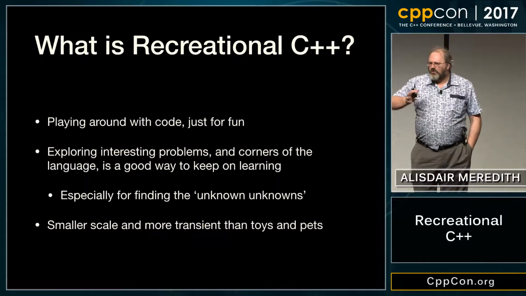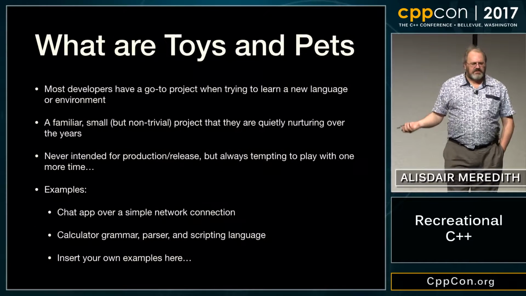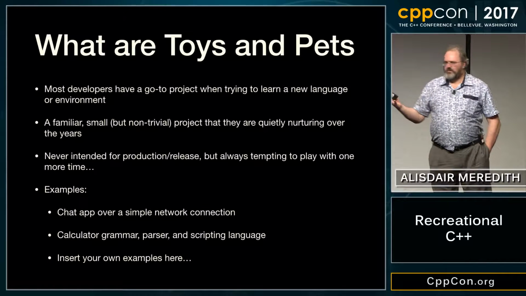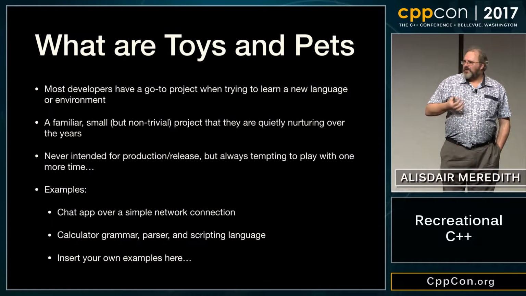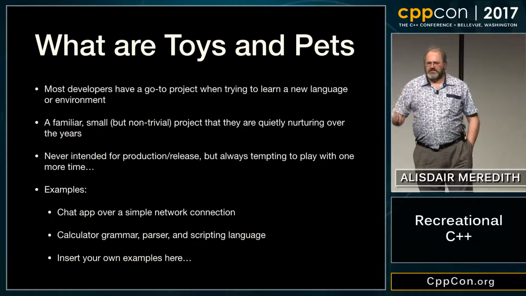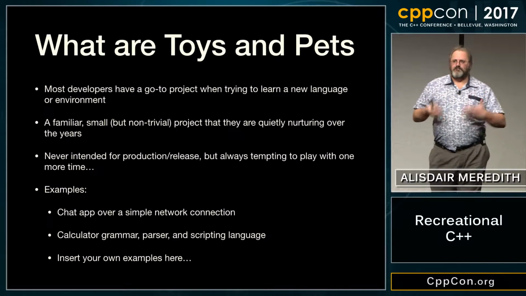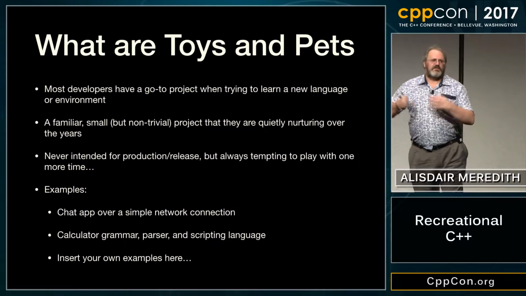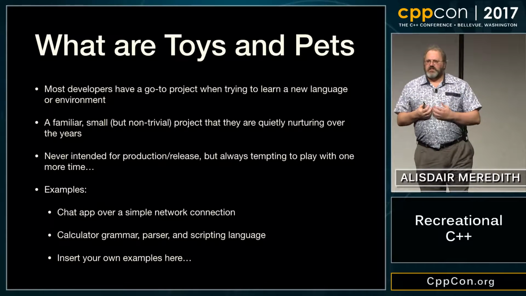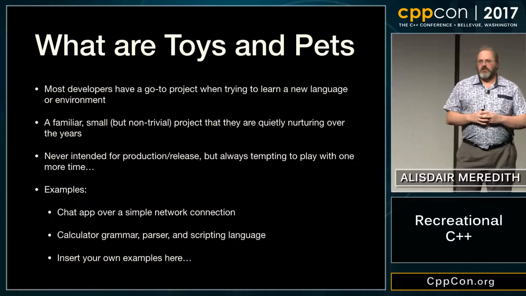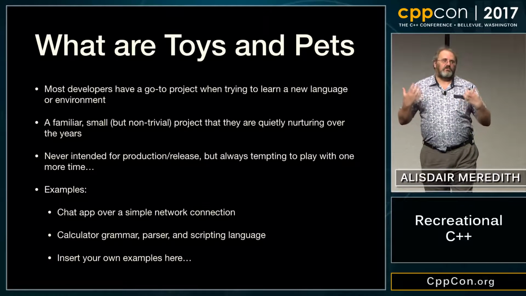I'm describing this as small. It's lots of smaller scale problems, if you're familiar with the ideas of toys and pets. Toys and pets in development circles are the idea that you've got that little go-to project that every time you have a new environment you need to learn and understand, say I'm being exposed to a new operating system for the first time, I'm going to write my familiar little toy, my pet, that I feed and nurture over the years. So that might be something like a chat application across the network. How does that work in the new environment? Or a classic example, a parser for simple mathematical script.